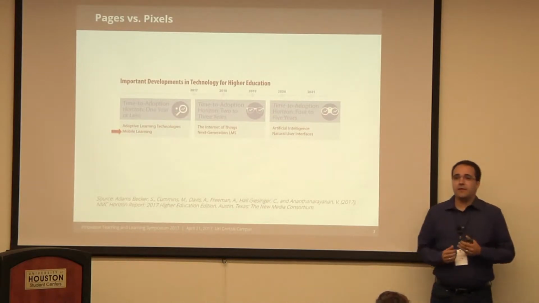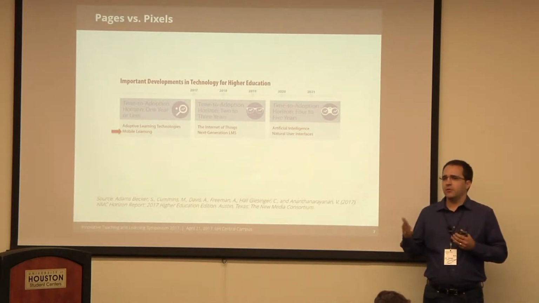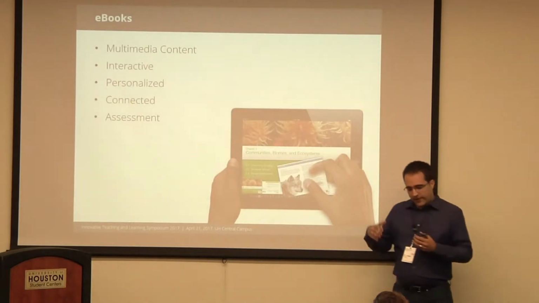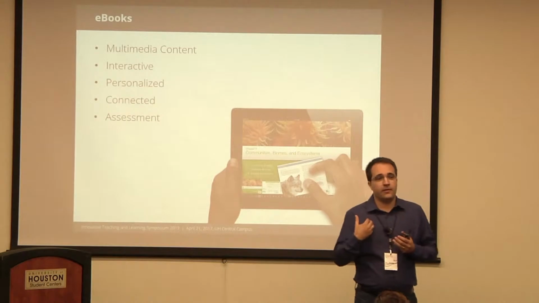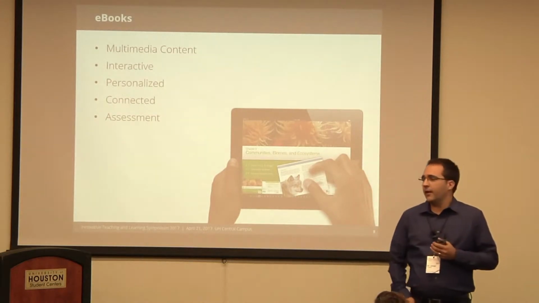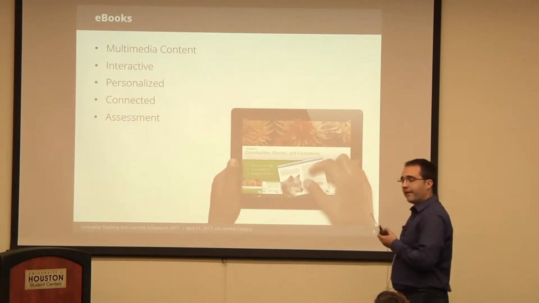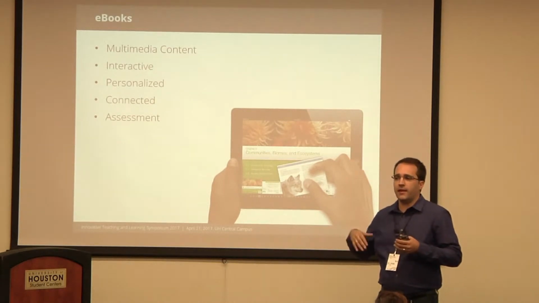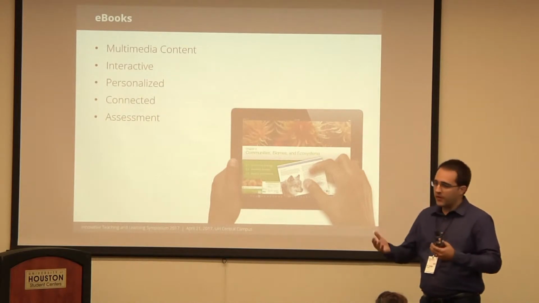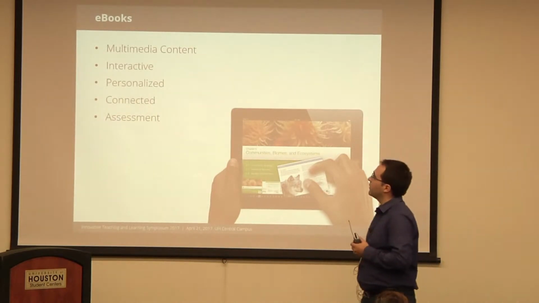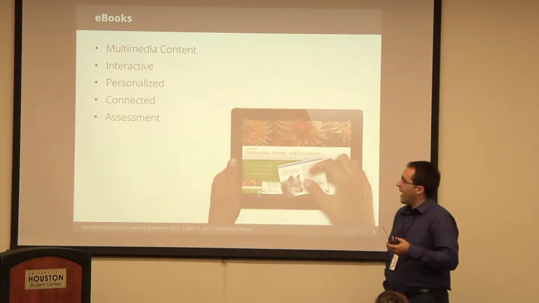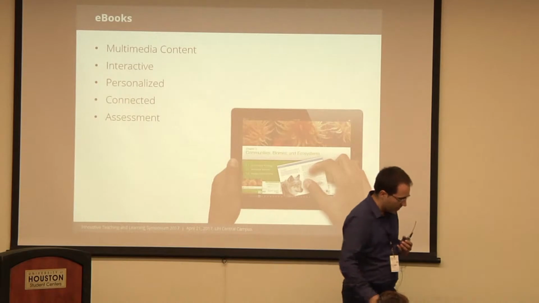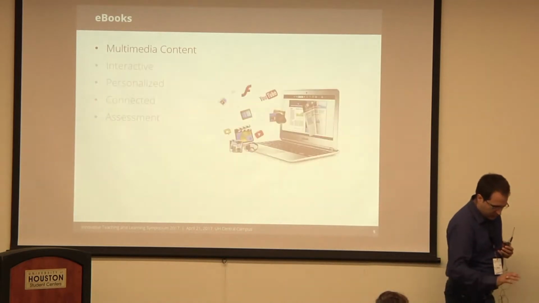So to me, the comparison between traditional book and digital book doesn't really matter. I like to think in terms of what a digital book can do for me that a traditional book cannot, right? So I identified 5 things. There are probably more, but these are the 5 key things that, for what I do, for visualization, are important. So the idea of multimedia content, interaction, personalization, connectedness, and assessment. Let me go very quickly through those.